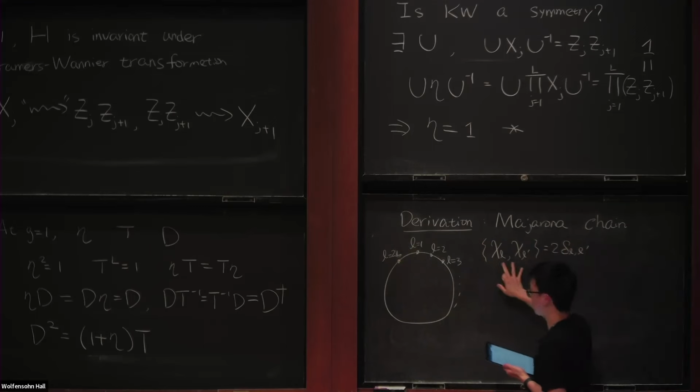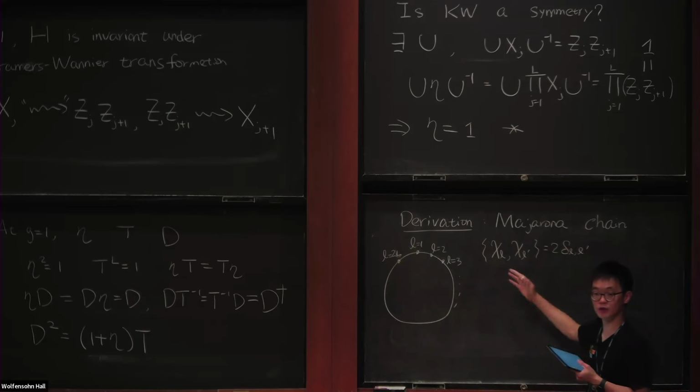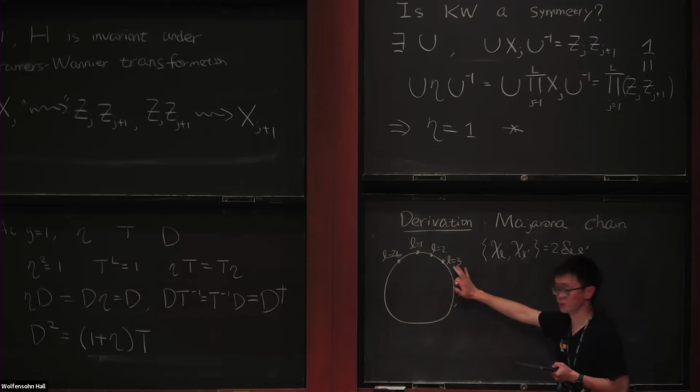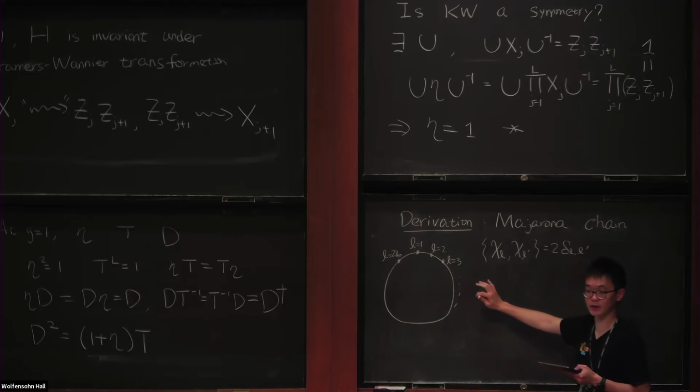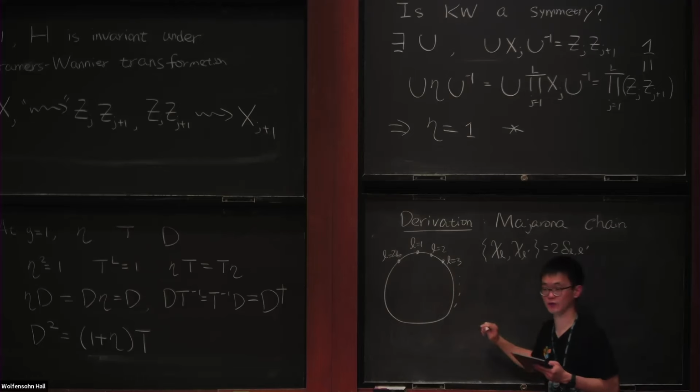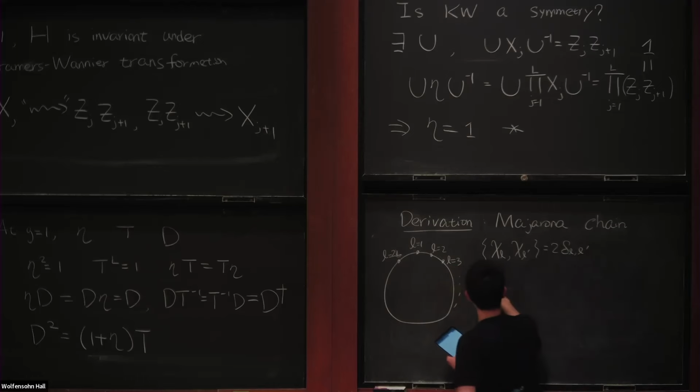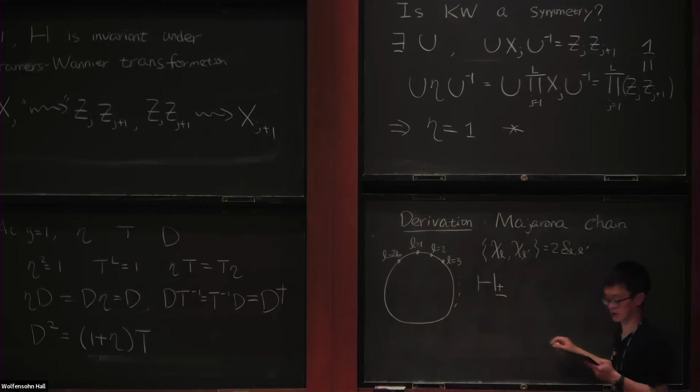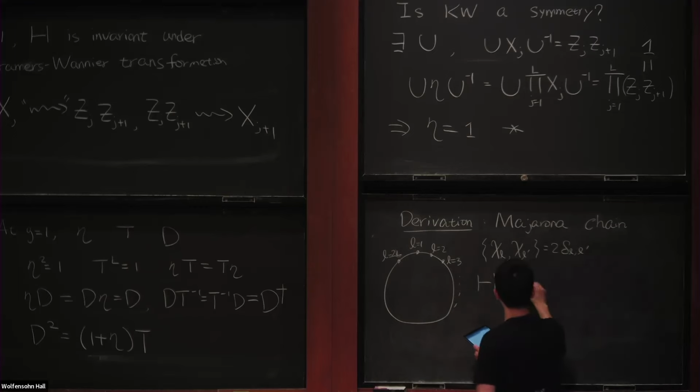And since each pair of Majorana fermions will give you a two-dimensional Hilbert space, the dimension of this total Hilbert space is still 2 to the L dimensional because I have 2L fermions. Now the Hamiltonians I'm going to consider, there are two of them. So I'm going to put a subscript plus and minus. I'm just going to do the nearest neighbor Majorana fermion coupling.